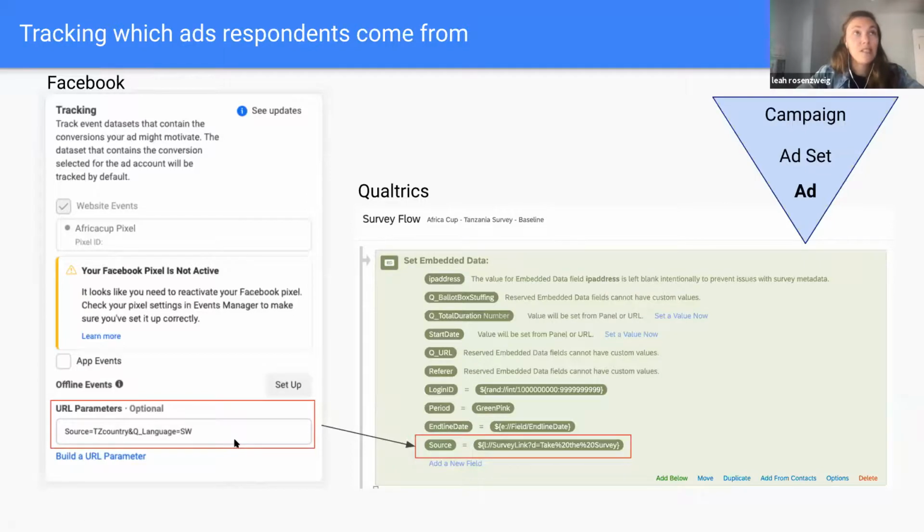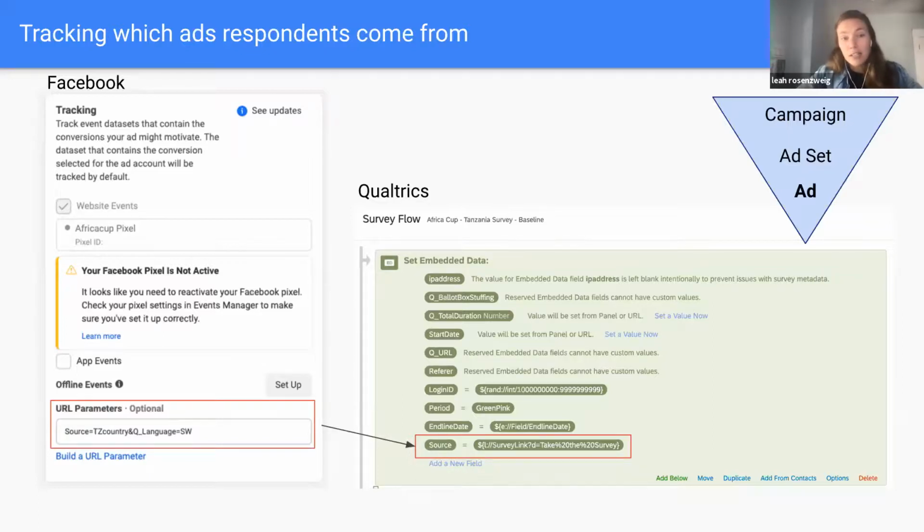So one way you can do this is when you set up your ad, there's a tracking section, and you can add URL parameters. If you just Google adding URL parameters to a Facebook ad, there's a bunch of resources there. So I'm not going to go too much into the nitty gritty, but just to signal that this is one way that you can add a tag for each ad you create. So here I'm saying this is from the Tanzania country ad and the language is Swahili. And then if you're doing a Qualtrics survey, you can add this as an embedded variable. So you can track which respondents in your survey come from which ad.